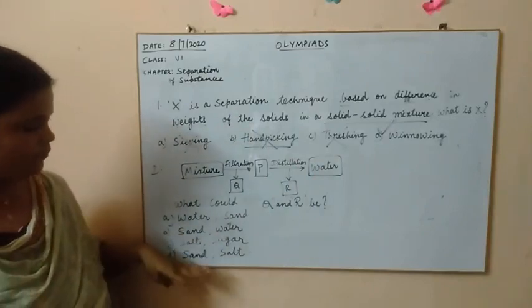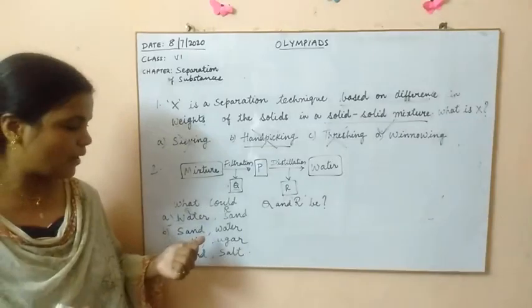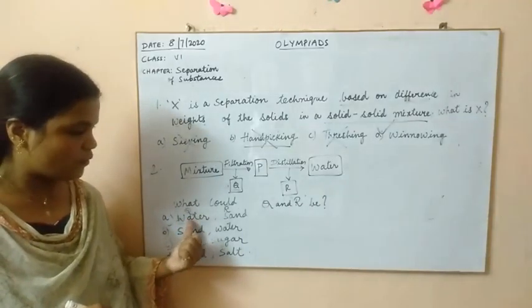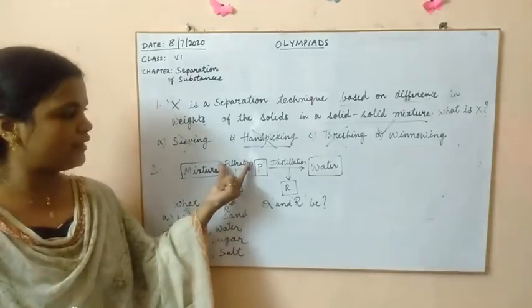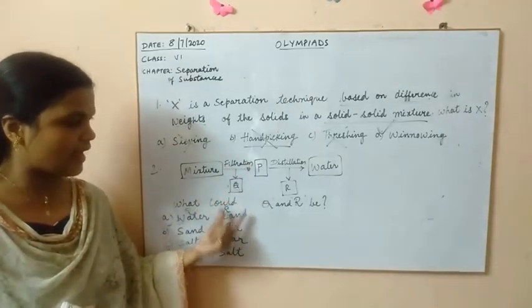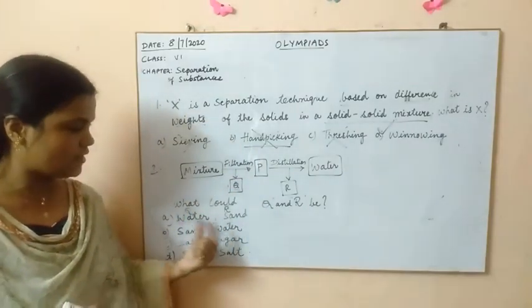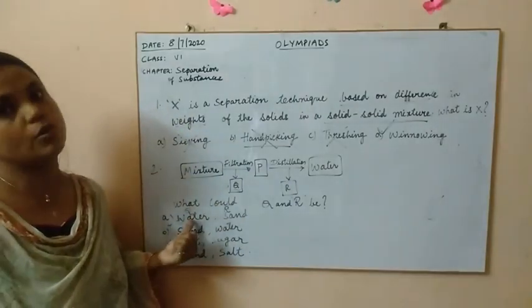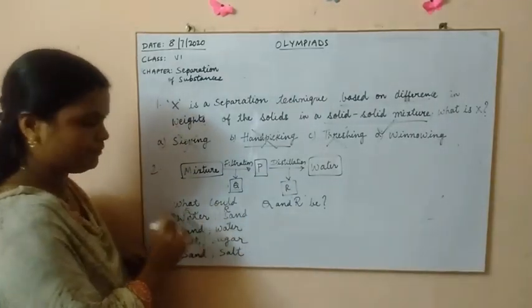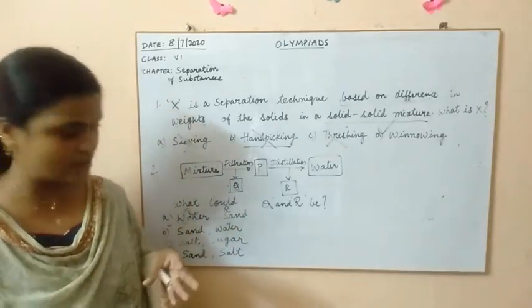Let us see now the options and try to understand, one by one. For example, Q is water and R is sand. First of all, after filtration, anything like sand will come out first, right? So Q should be sand if it is between water and sand. So Q is not sand here, so it is a wrong option. Like that you have to eliminate options one by one, children.